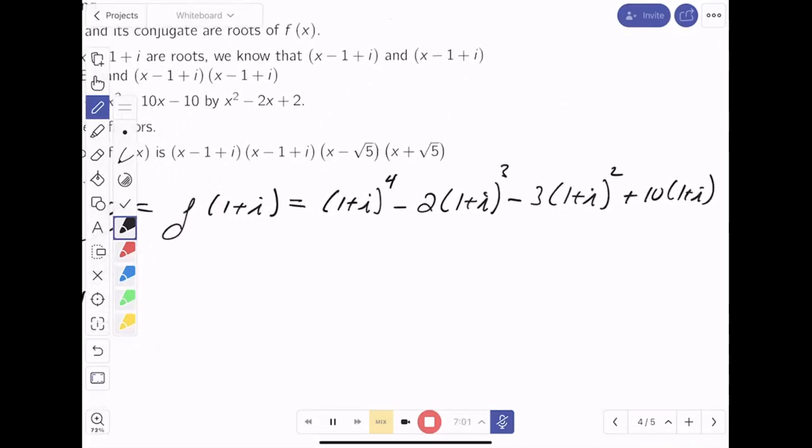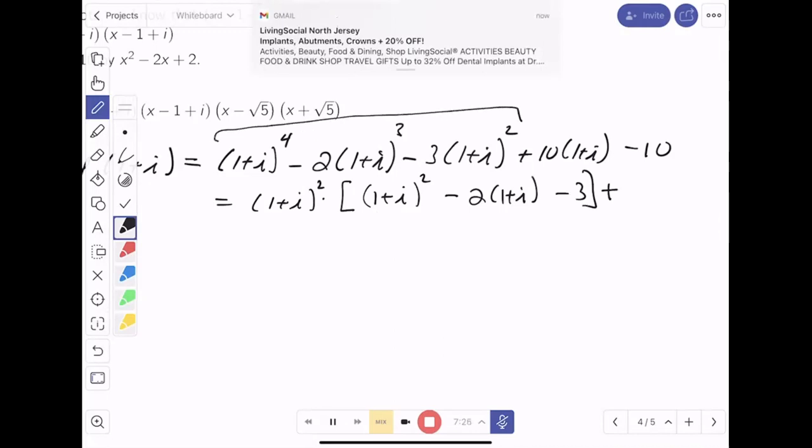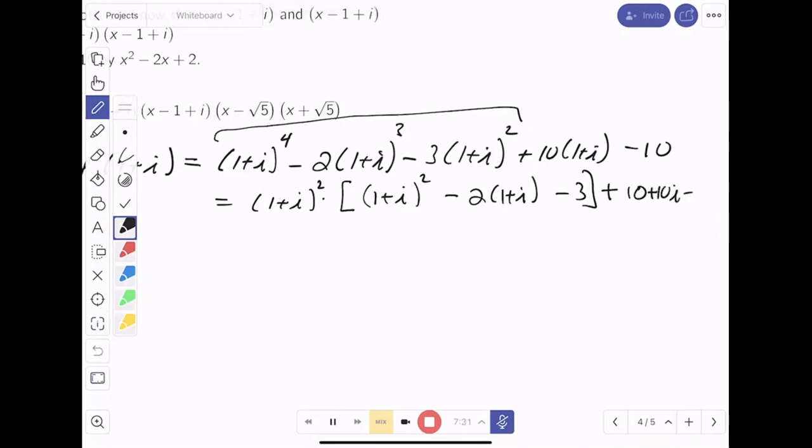All right, let's start, easy. I really mean that. I'm going to factor out 1 plus i squared. And what do you get? 1 plus i squared minus 2 times 1 plus i minus 3, plus, all right, I just did these three over here. Now it's plus 10i minus 10. Well, what's nice about this right from the get-go? These things disappear. Let's keep going through it, though.